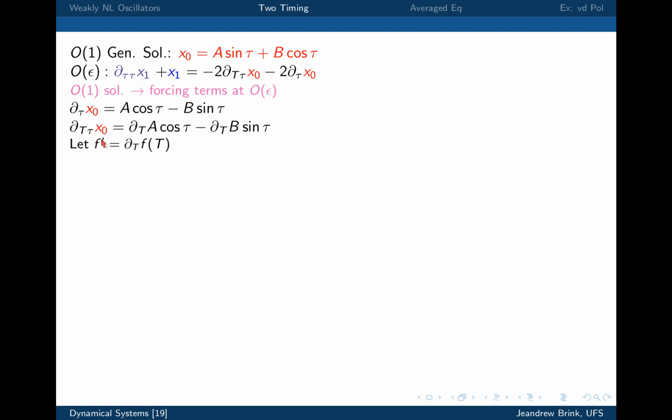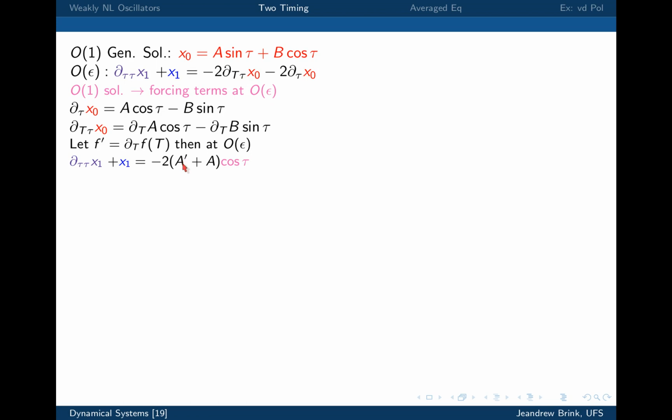Okay, and just to make my notation easier, I'm going to say a prime is basically the slow time derivative of a function of slow time. So then when I put that back into this expression for the order epsilon, what I'm going to be left with is that, in some sense, the harmonic operator in fast time of x1 is going to be equal to minus the slow time derivative applied to the fast time derivative of x0.